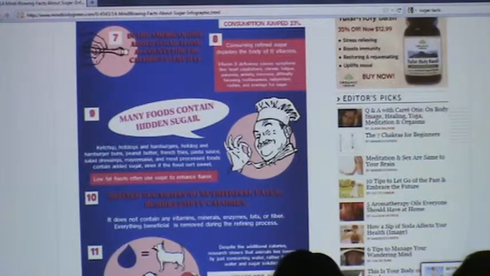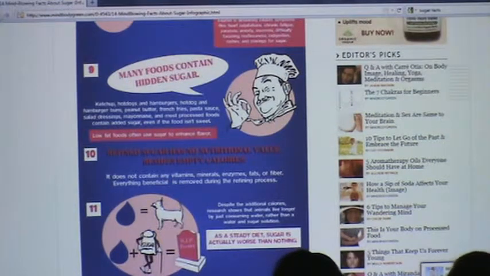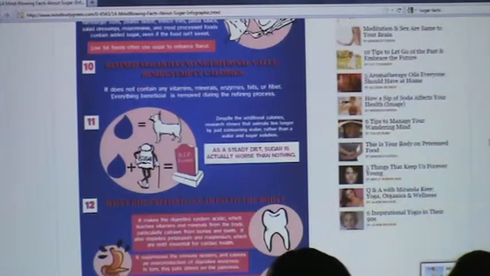Okay, and then it talks about the hidden sugar. So you all know this. Ketchup, hot dogs, peanut butter, hamburger buns, French fries, salad dressings, mayonnaise. I didn't get to eat lunch, so this is like pasta sauce, processed foods, even though the food isn't sweet. Right? So then you have refined sugar has no nutritional value.